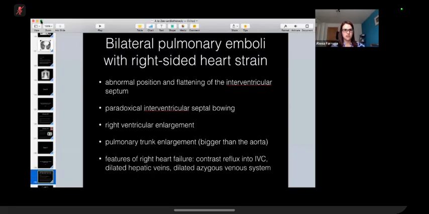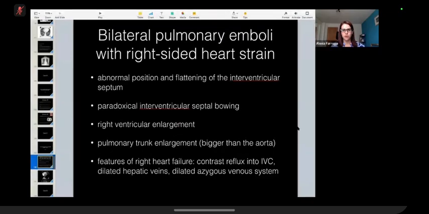Okay, so this was a case of bilateral pulmonary emboli with right-sided heart strain. There was an abnormal position and flattening of the interventricular septum, so it was bowed to the left side. Right-sided ventricular enlargement, pulmonary trunk enlargement, bigger than the aorta. And there are features of right-sided heart failure, such as contrast reflux into the IVC, the dilated hepatic veins, and also sometimes you can see a dilated azygos venous system.